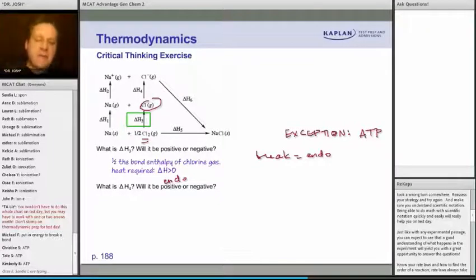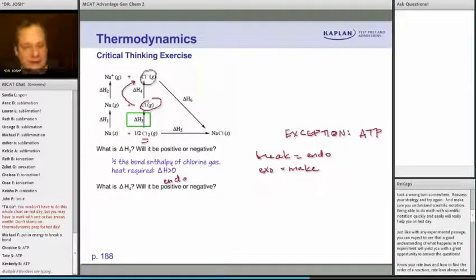In almost every molecule you're going to encounter on your MCAT, breaking a bond is endothermic because you're taking elements with happy octets and snapping them in half. ATP, though, not the same. ATP loses that phosphate, and that's actually exothermic. It releases energy. So breaking is endo, making is exo, with the exception of ATP.